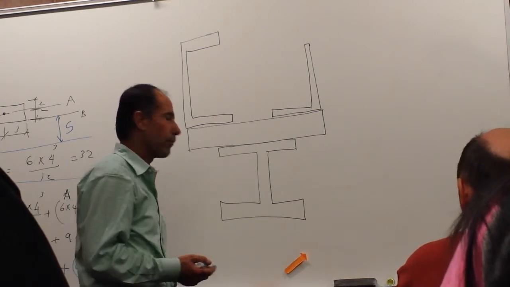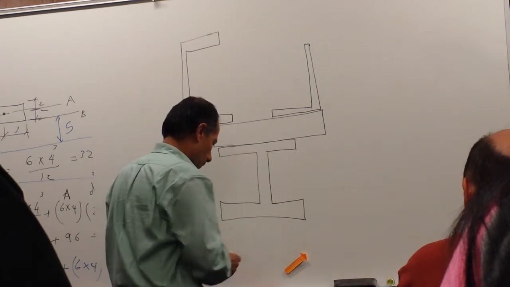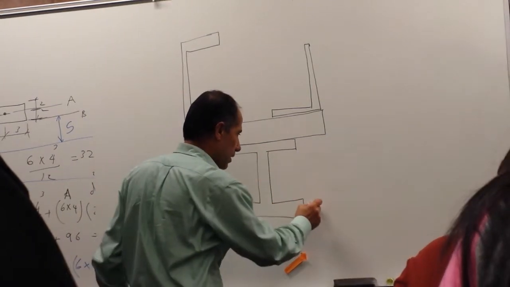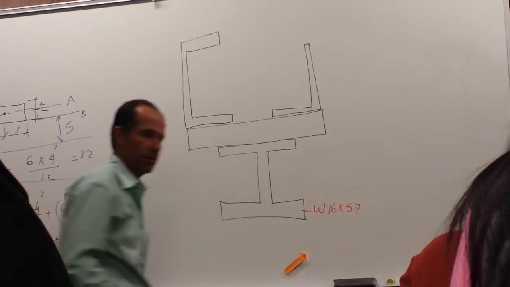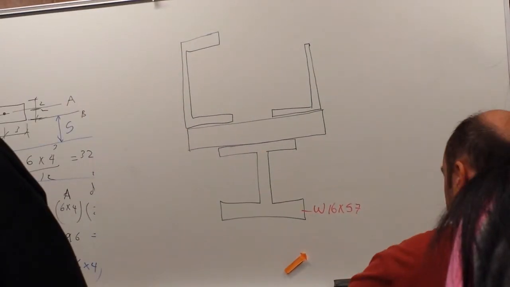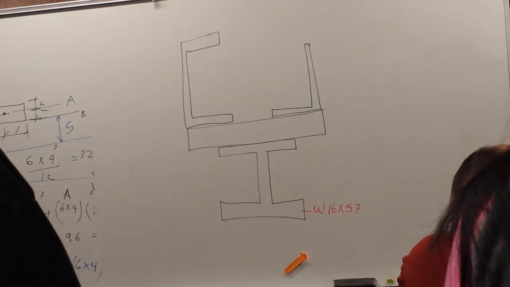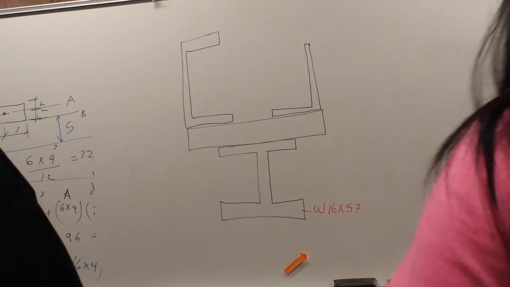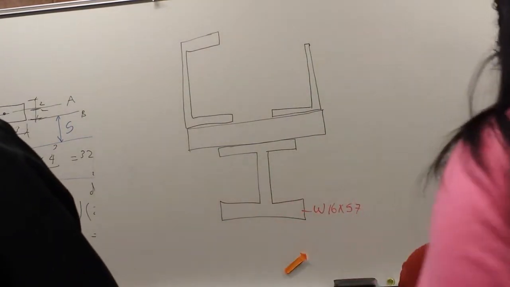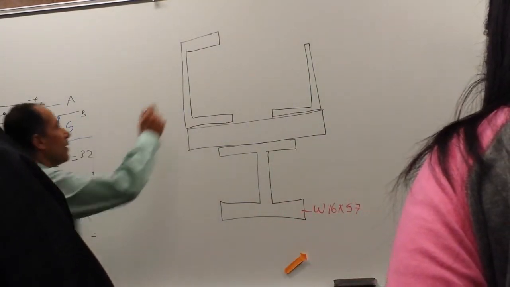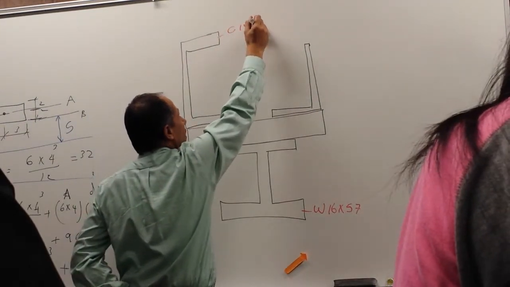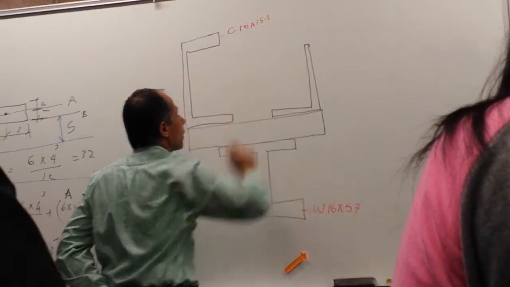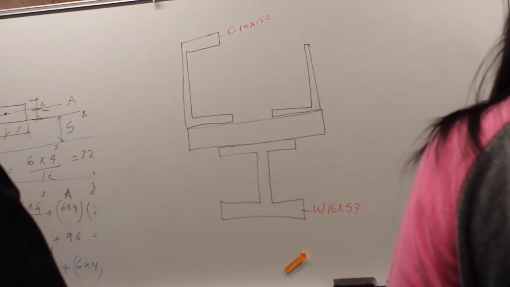W 16 by 57. This one is W 16 by 57. Next one. Next one, find the C. Somebody else to select a C. C 10 by 15.3. Somebody to find L.